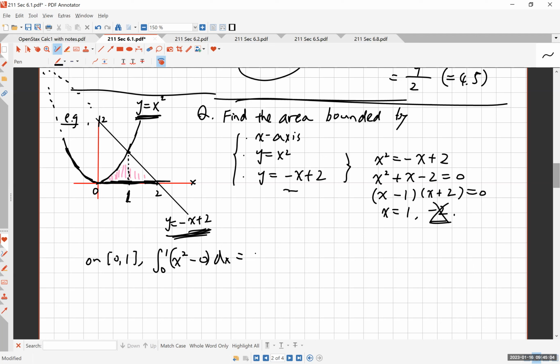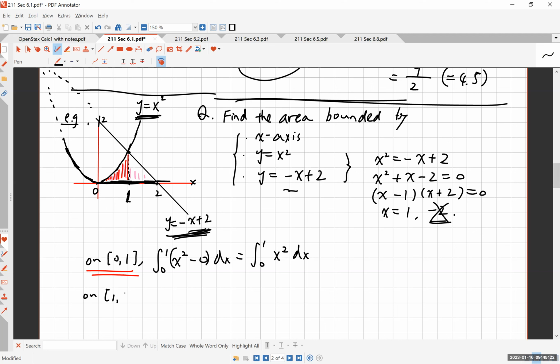And so what you have to calculate, between 0 and 1, is the integral of x squared. That's this area here. Okay, so I will color code this. That is what you need to have.